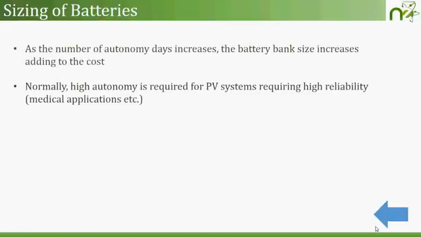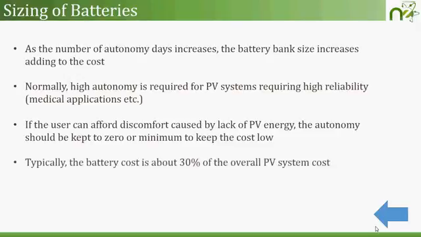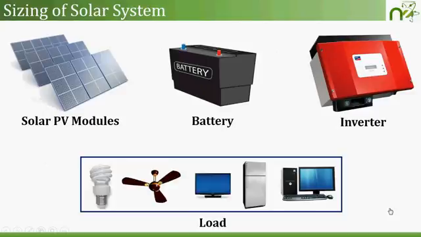As the number of autonomy days increases, of course the battery bank size will increase, and when higher autonomy is required, PV systems will again require higher reliability. Now if you want to reduce the cost of the system, normally the autonomy should be 0, as the battery cost is almost around 30% of the total system cost. So this is all about battery sizing.